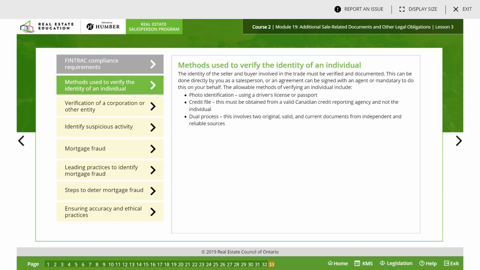The allowable methods of verifying an individual include photo identification using a driver's license or passport, credit file. This must be obtained from a valid Canadian credit reporting agency and not the individual. Dual process. This involves 2 original, valid, and current documents from an independent and reliable source.